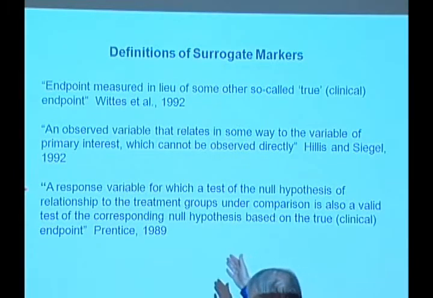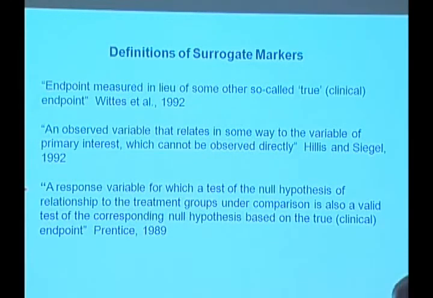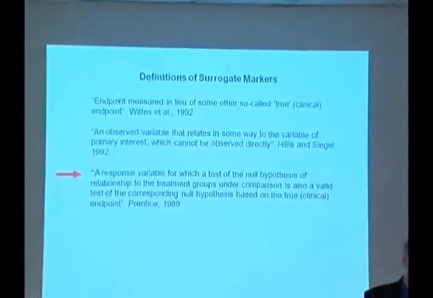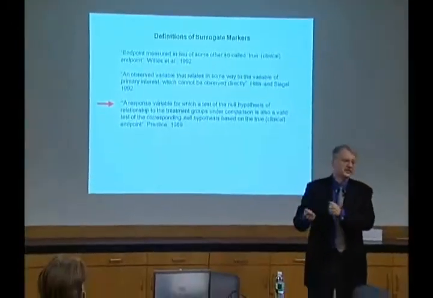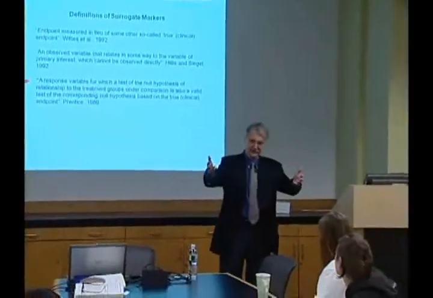But this is my favorite, and I think it's the operational definition. A surrogate marker is a response variable for which a test of the null hypothesis of a relationship to the treatment groups under comparison is also a valid test of the corresponding null hypothesis based on the true, almost always clinical, endpoint. So in other words, a surrogate marker can be used, and it will give you the same answer rejecting the null hypothesis. You know what I mean by that, right?